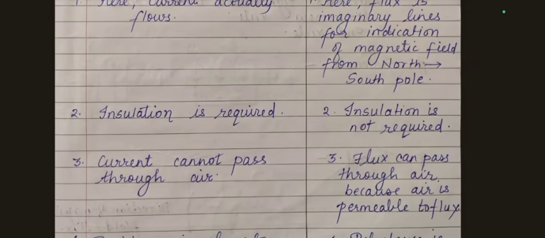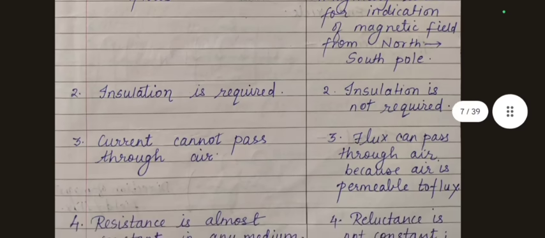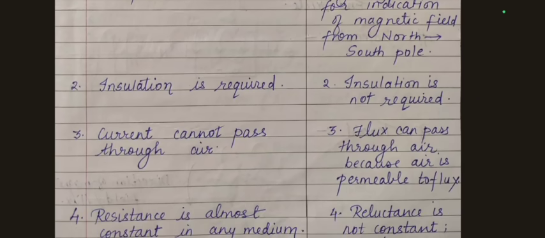Second difference, you can write insulation is required in current. Okay, we all know. So insulation is required in current in an electric circuit and insulation is not required in a magnetic circuit. Then third point, you can write current cannot pass through air and flux can pass through air because air is permeable to flux. Air is not permeable to current, but air is permeable to flux. This is the third dissimilarity.